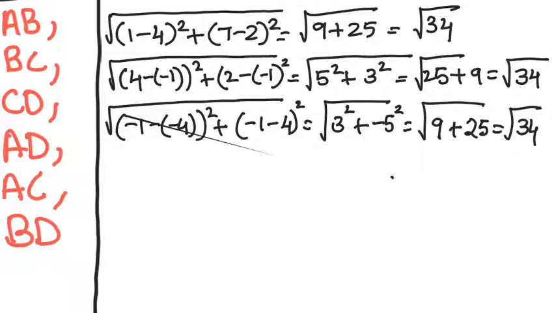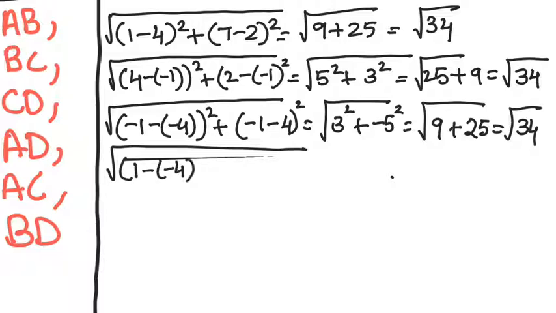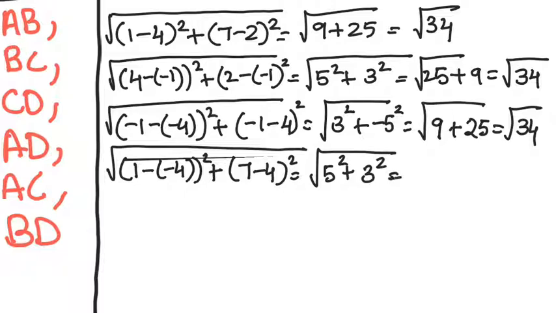Now to calculate AD, root of (1 minus of minus 4) the whole square plus (7 minus 4) the whole square. That is 1 minus of minus 4 is 1 plus 4, which is 5 square, plus 7 minus 4 is 3, so 3 square. That is equal to 25 plus 9. That again gives us root of 34. We got all the four sides equal.